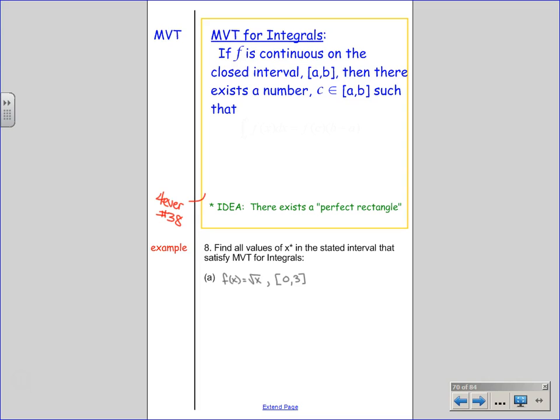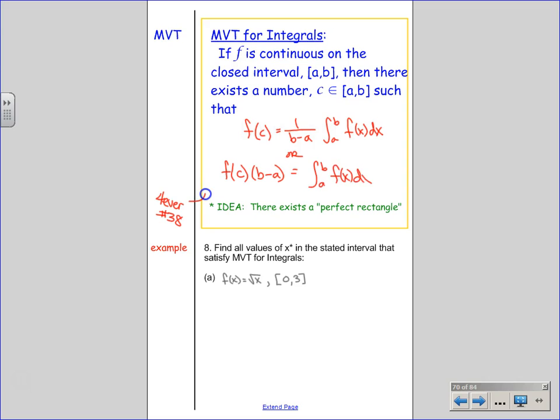F prime of c is equal to f of b minus f of a all over b minus a. This one is just a variation where we can say f of c is equal to 1 over b minus a times the integral a to b of f of x dx. And that might look weird to you, except ultimately, there's two different ways of writing it.